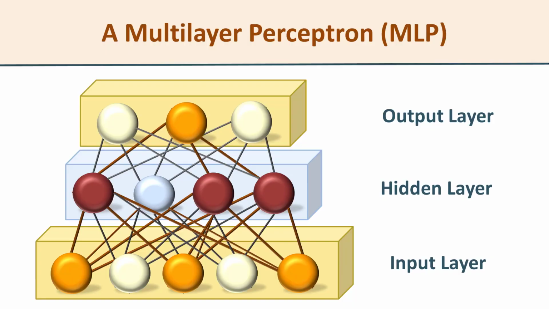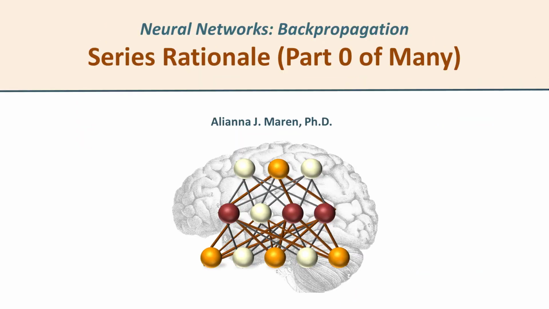During this entire series, working with backpropagation, we're going to reference a multi-layer perceptron architecture, or MLP, with an input, hidden, and output layer. I've got the notation for this in the video that was the precursor to this one, which presented actually a rationale for the entire series. You might want to check that out.